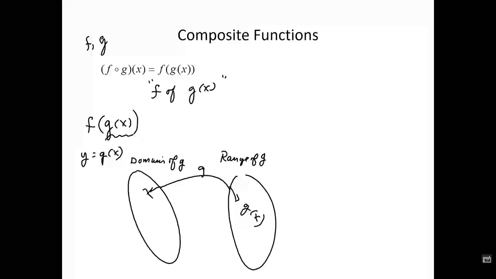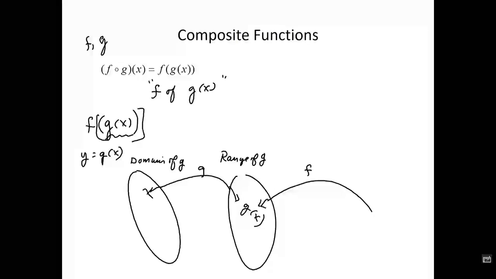So after applying the function g to x, we get g of x. And g of x is in the range of g. So that's g of x. Now I want to take f of g of x. Now I'm going to apply the function f to g of x. So what happens then?